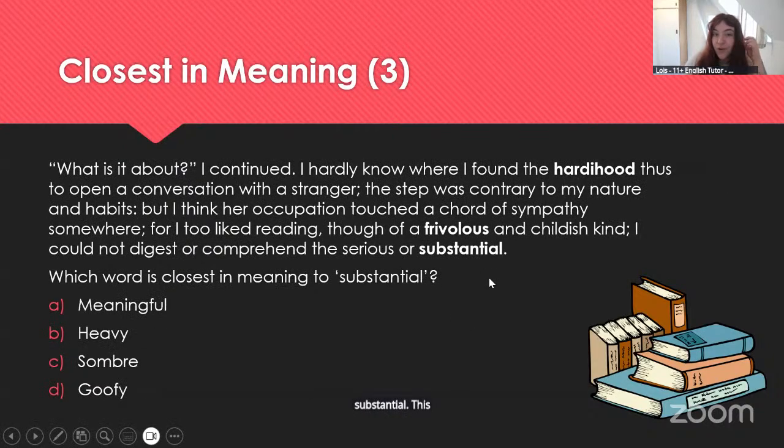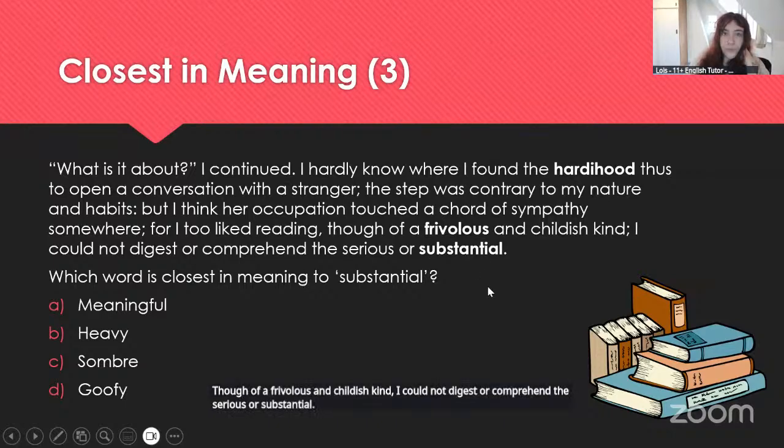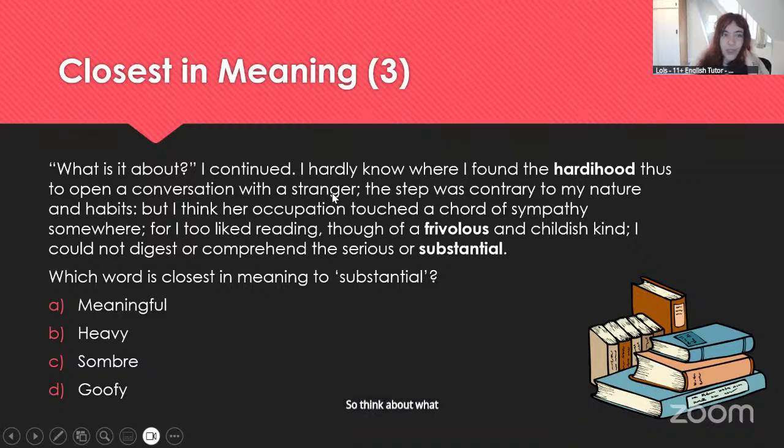Substantial. This is at the very end of the passage there. So this is Jane. She's talking about reading again. And your question is this. Which word is closest in meaning to substantial? Does it mean meaningful, heavy, somber, or goofy? Let's read the text again to remind ourselves. So it says, for I too liked reading, though of a frivolous and childish kind. I could not digest or comprehend the serious or substantial.